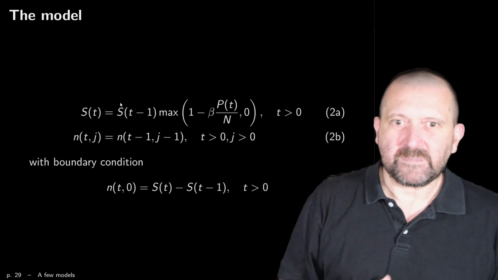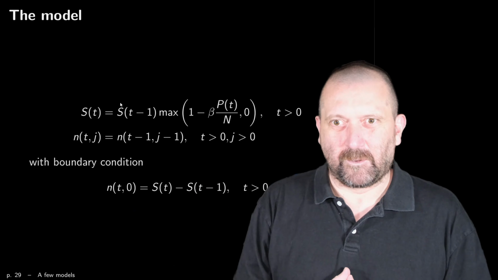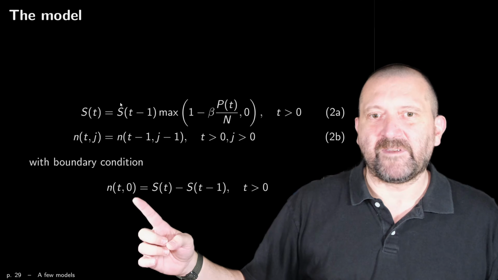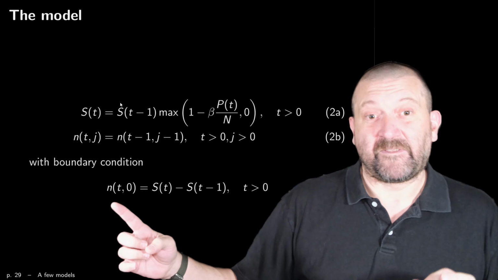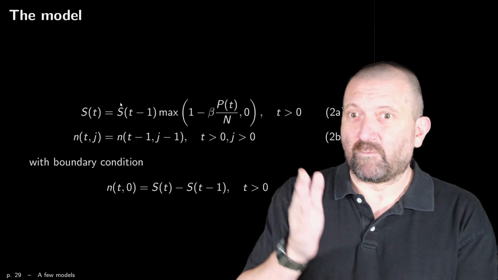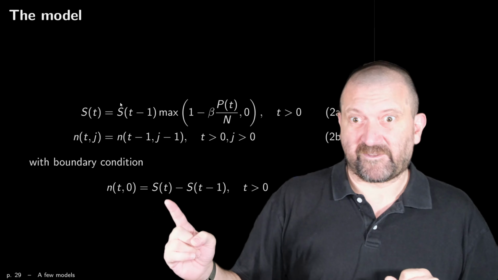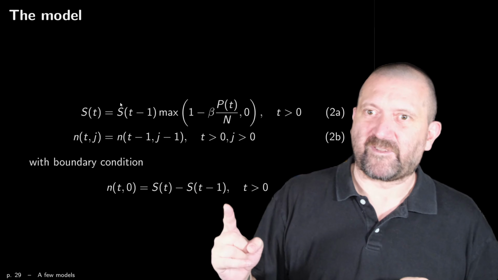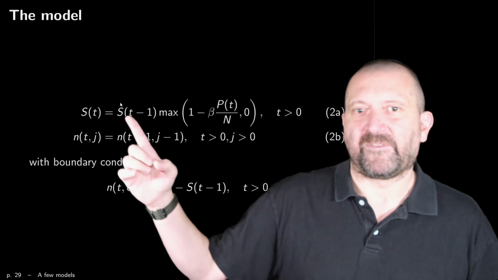Okay, and the boundary, what in a PDE we would call a boundary condition, looks something like so. The number of individuals at time t who are infected with infection age 0, so who become infected, is the difference between the number of individuals who are susceptible today and the number who were susceptible yesterday, because that difference tells you how S of t varied.